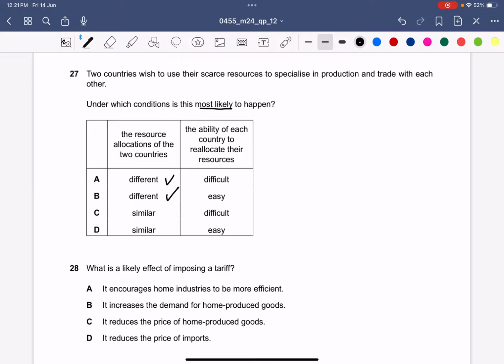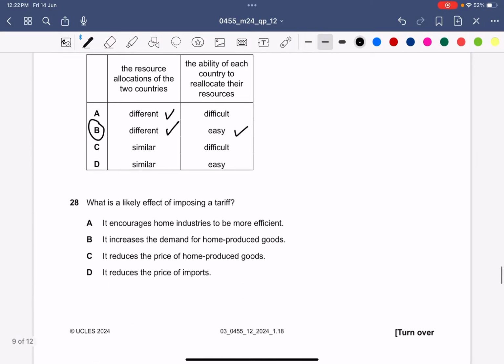And the ability of each country to reallocate their resources. It should be easy. This one can be talking about the transportation. So when you ship from one country to another country, the transportation cost needs to be affordable and available so that you can ship those raw materials. The answer is B.